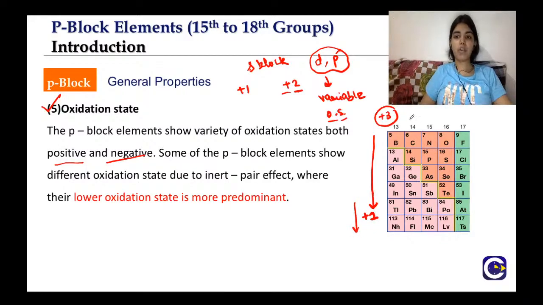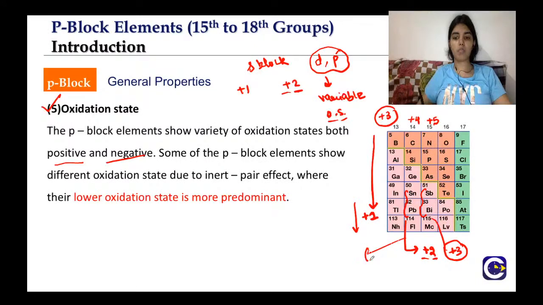Similarly for the carbon family, +4 is the common oxidation state. When it comes to tin and lead, the +2 state, which is 2 units less than the common oxidation state, becomes more and more stable as we move down the group. Similarly here, +5 is the common oxidation state for all the elements of group 15. As you move down the group, antimony and bismuth are more stable in the state 2 units less, that is the +3 oxidation state.